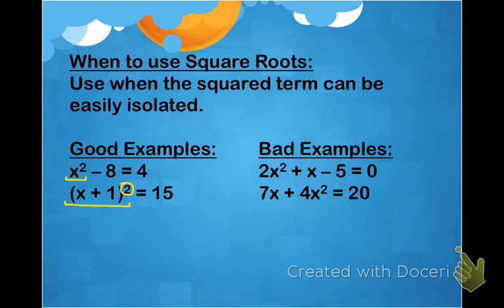These 2 examples are not good because there'd be no way to just get the x squared by itself. Here I could add 5 to both sides, but then I'd still have this x left over, which we don't want. Same thing here, I have this 7x.